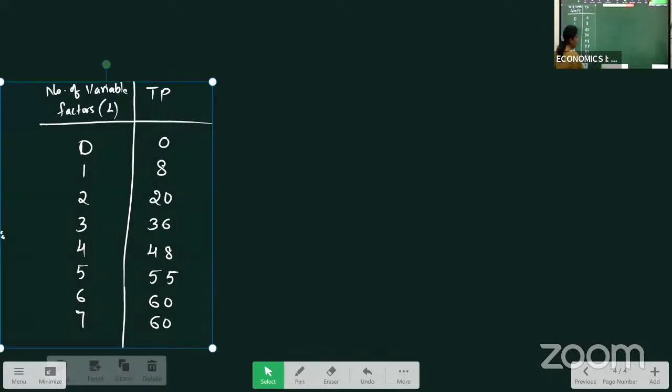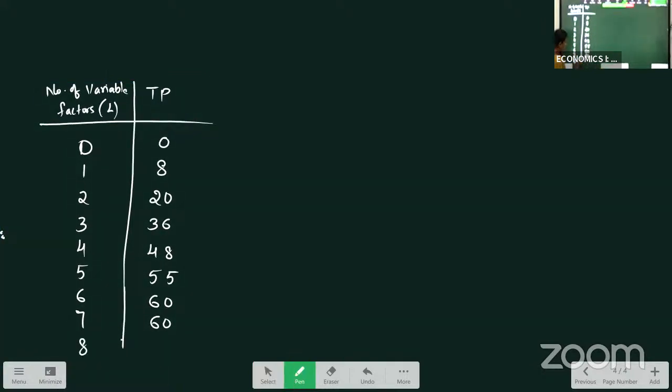Now with 8 labor, beyond the maximum, if we try to produce, our total output decreases. So in the beginning, when you saw the explanation of the law, I said that total product increases in the beginning, then at a diminishing rate, and then decreases. Okay, so this is our total product.